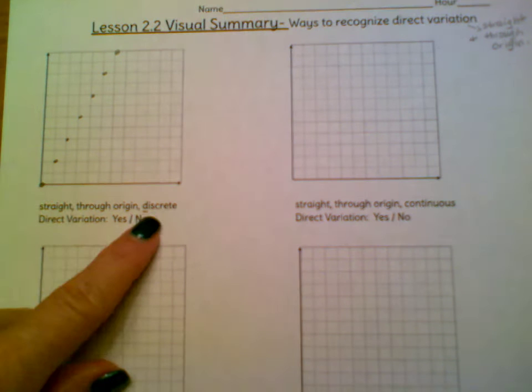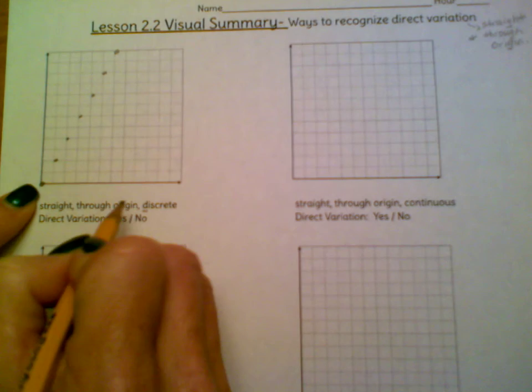So hopefully you can see that these are straight. It does go through the origin. It's discrete. I did not connect. So I want to know if this is direct variation. So I have to answer two questions. Is it straight? Yes. Does it go through the origin? Yes. This is an example of direct variation.